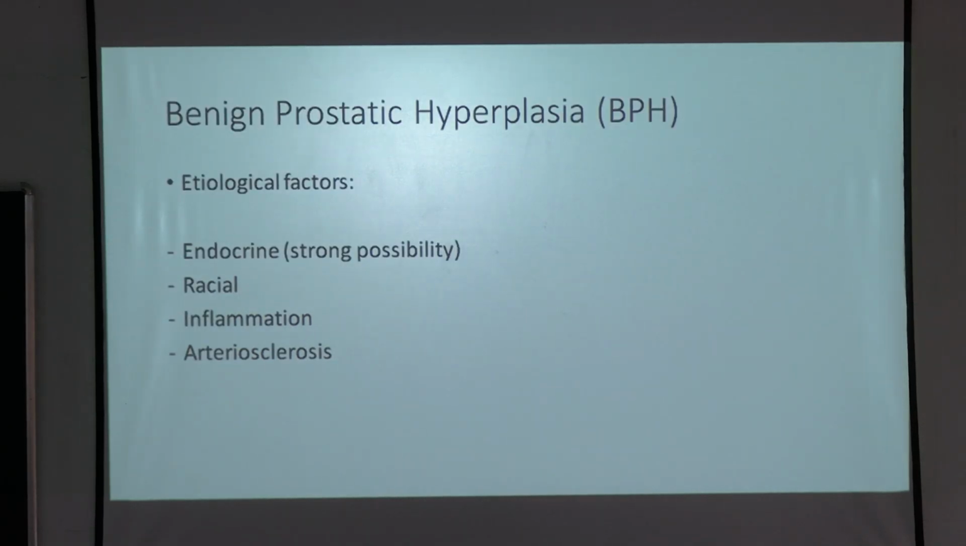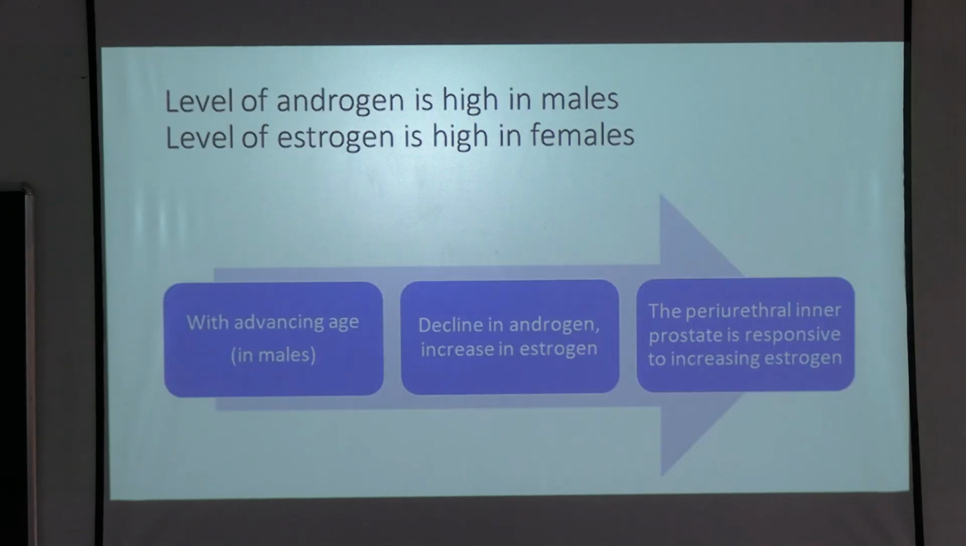So what are the etiological factors? First is endocrine, and that is the most common, and along with that there are inflammation and arteriosclerosis. Why? As age increases, arteriosclerosis increases, right? So now what is the main cause? The level of androgens is higher in males and estrogen is higher in females, okay.